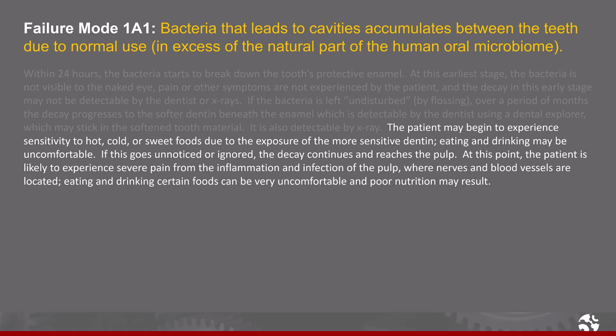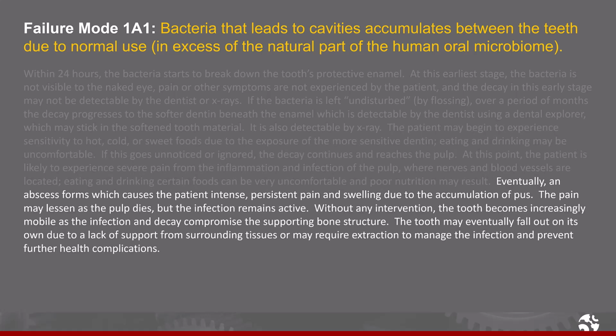If this goes unnoticed or ignored, the decay continues and reaches the pulp. At this point, the patient is likely to experience severe pain from the inflammation and infection of the pulp, where nerves and blood vessels are located. Eating and drinking certain foods can be very uncomfortable, and poor nutrition may result. Eventually, an abscess forms, which causes the patient intense persistent pain and swelling due to the accumulation of pus. The pain may lessen as the pulp dies, but the infection remains active.